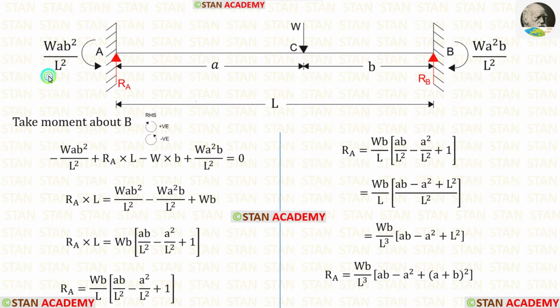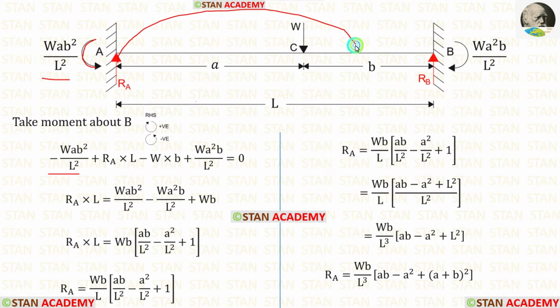We have found MA and MB. Now let us find the vertical reactions RA and RB. First, I am going to find out RA. For that, I am going to take moment about B. In this case, I am moving towards the right hand side. Clockwise will be positive and anticlockwise will be negative. MA is acting in the anticlockwise direction, so it will be negative.